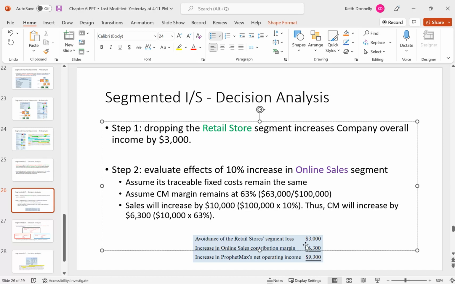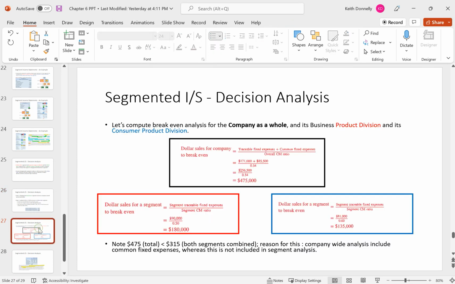So in other words, by getting rid of the retail stores, our income will go up by 3,000. Likewise, with our online sales, their contribution margin is going to go up by 6,300. Overall, company-wide, we have the 3,000 from getting rid of it and the increase of 6,300 from the increased sales there, so we're looking at an overall increase of 9,300.